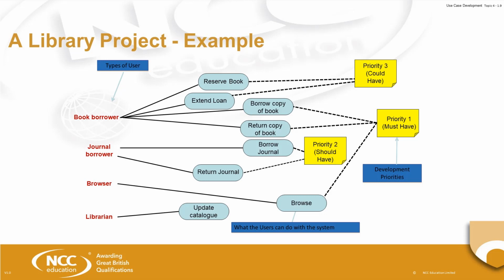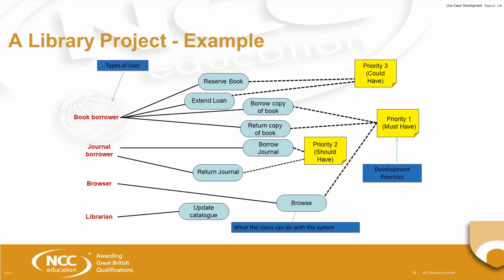So book borrowers can reserve books, extend loans, borrow copies of books, return copies of books. Journal borrowers can only borrow journals and return journals. I have a browser actor here who can just browse the catalogue, and we also have a librarian who can update the catalogue.